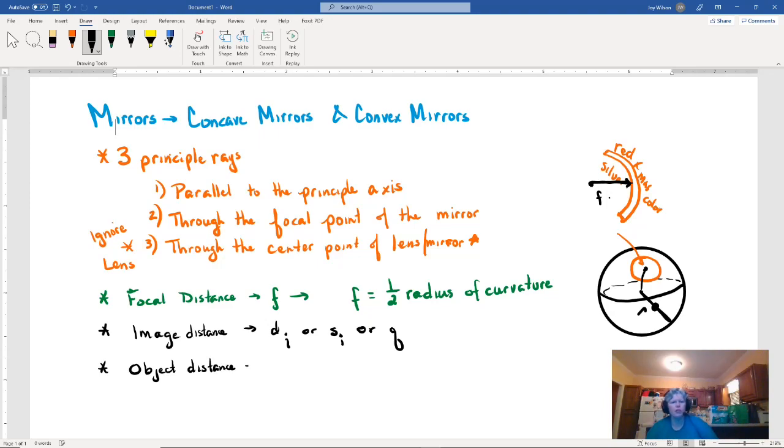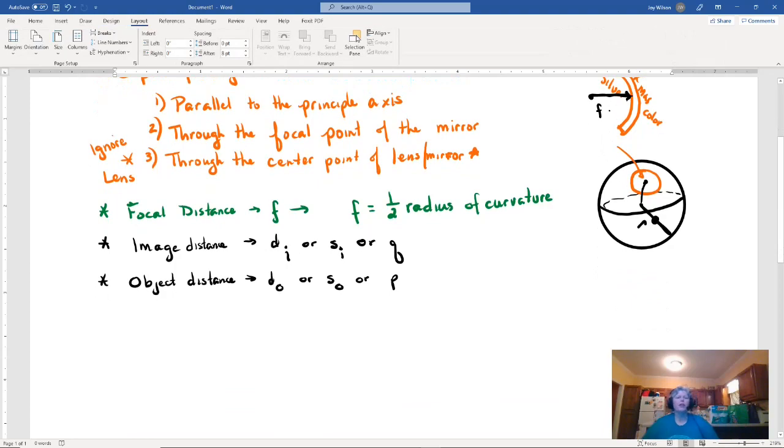And object distance is indicated by a DO, distance for the object, or SO, arc length for the object, or the letter P. Every textbook does this with one of those three sets of letters. So when we're measuring things, what we really care about is how close or how far you are to the mirror. So what type of mirror, which type of lens, we have to know whether we have a concave or a convex. So let's start with that.